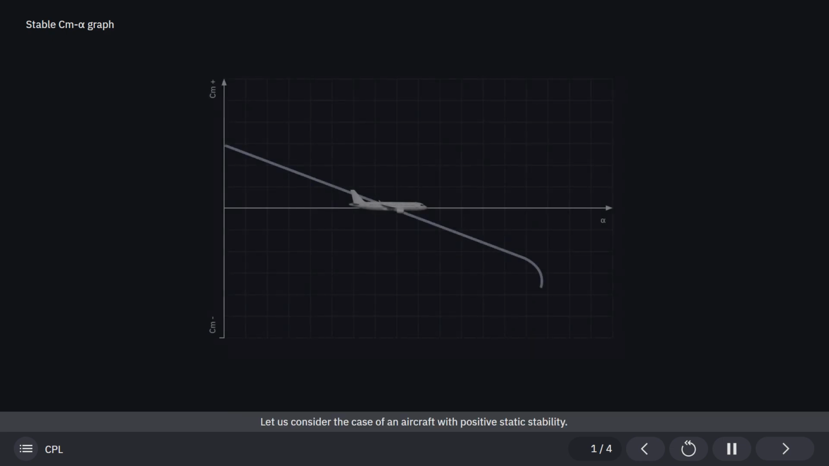Let us consider the case of an aircraft with positive static stability. After being subject to a disturbance, an increase in angle of attack will generate a positive, nose up, pitching moment. According to the CM alpha graph, a negative, nose down, pitching moment develops. It counteracts the nose up pitching moment. As a result, the angle of attack decreases, and the aircraft returns to the point of equilibrium.